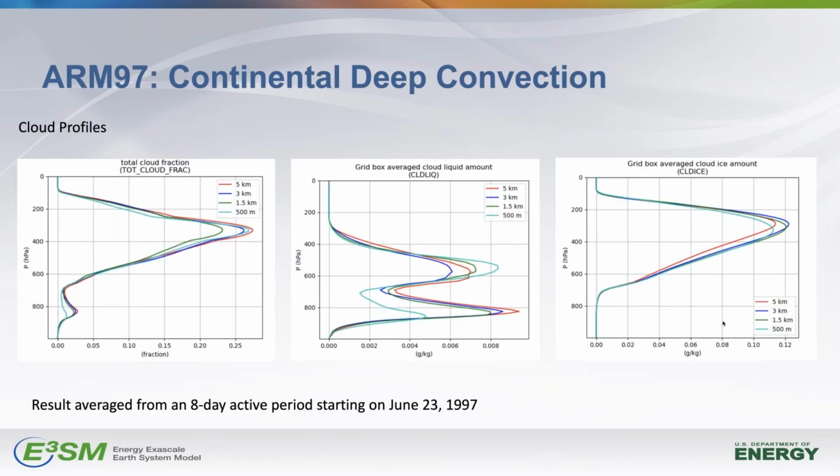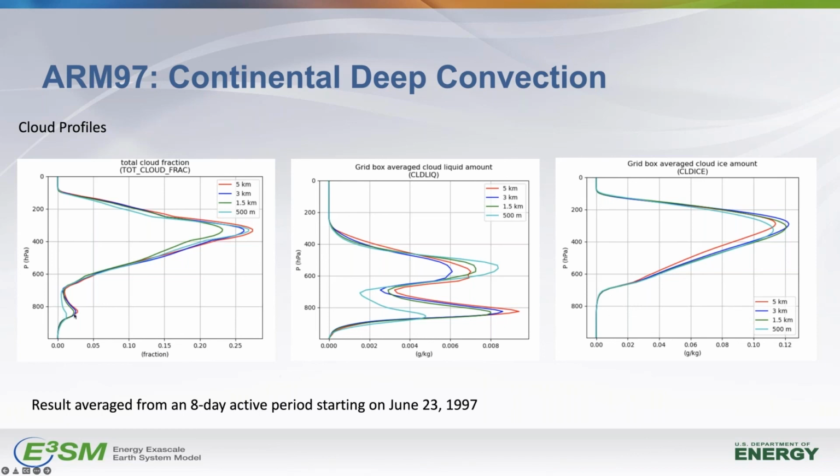Here we have the cloud profile results from our 8-day subset for cloud fraction on the left, then liquid water in the middle, and cloud ice on the right. Due to the higher computational expense of the simulation, the 100-meter simulation was not possible. However, we are currently working towards getting a 1-day case of deep convection running at 400 meters.